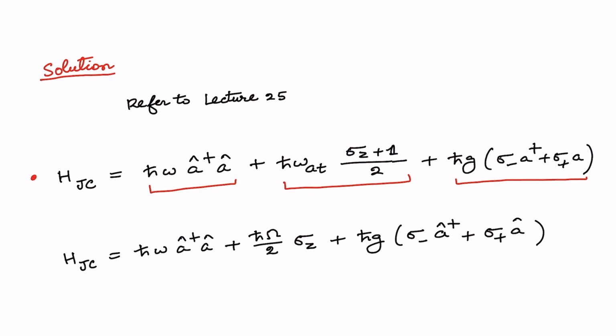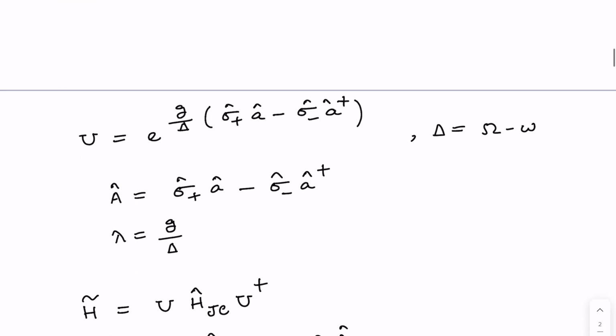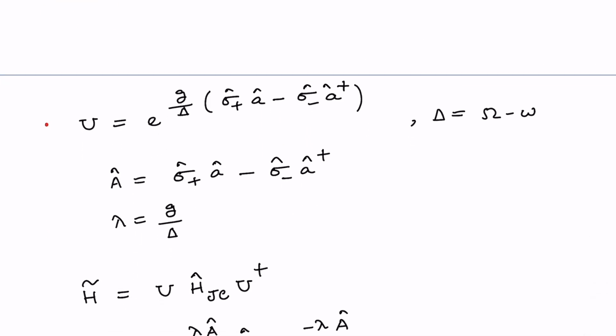I can write this Jaynes-Cummings model in this particular form also. The only thing I have done is that instead of writing the two level atom energy in this form, I am writing it in a simpler form, where the energy difference between the ground state and the excited state is simply h bar capital omega, and the rest of the terms remain the same. Now you have to apply this unitary transformation, where delta is the detuning parameter, defined as capital omega minus omega, where capital omega is the resonance frequency of the atom and omega is the frequency corresponding to the microwave radiation.